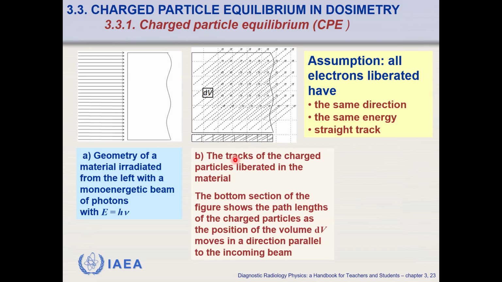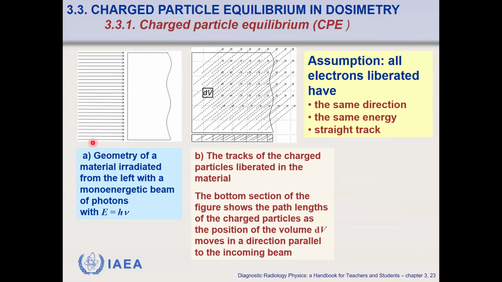So here in this figure we can see that in the first figure the geometry of a material. This is the material, irradiated from here, from the left, with a mono-energetic beam of photons. هذا المونو-energetic beam عنده energy E equal hν. This is the energy of the mono-energetic beam of photons. Of course, the photons في عندهم energy.